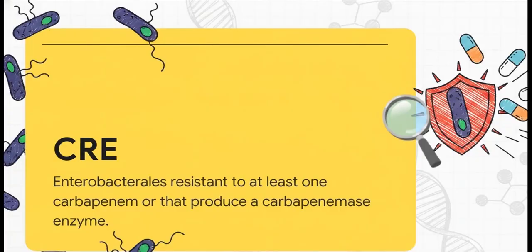Before we can ever hope to treat or contain a pathogen, we absolutely have to establish precise clinical parameters so we know exactly what we're dealing with. The CDC defines CRE as bacteria within the Enterobacterales order that are resistant to at least one carbapenem. Think ertapenem, meropenem, doripenem, or imipenem, or bacteria that produce a carbapenemase enzyme.